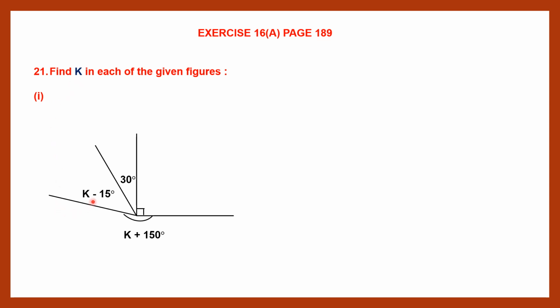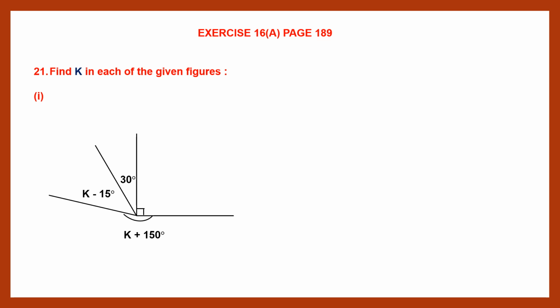Now where do we see k? Here I can see k minus 15 degrees and here I can see k plus 150 degrees. Now you must recollect all the properties of angles that you have studied. Which property can we apply here? If you look carefully, there is a point in the middle, isn't it? And we have one angle here, another here, another here, another here. That means all these angles are around the point.